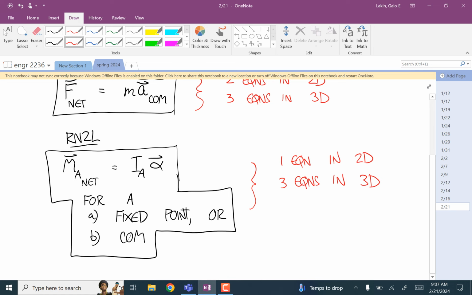Okay, so from statics, you get really bad habits about choosing your about points because you can choose any point you want, okay? In dynamics, you can't choose any point you want. There's only two if things are moving, okay? Any questions about that?